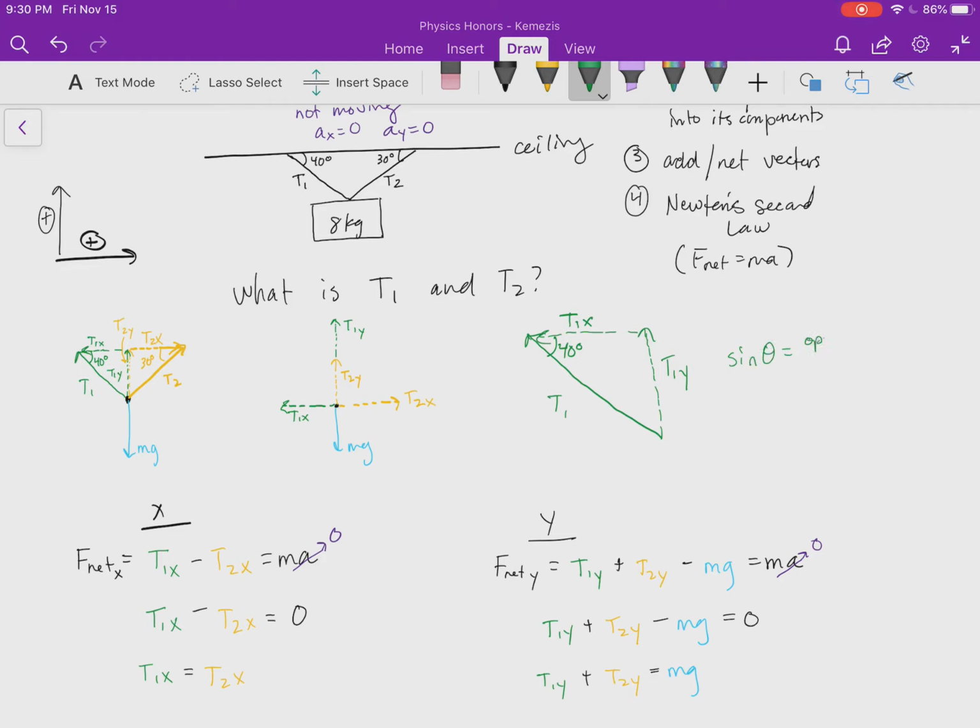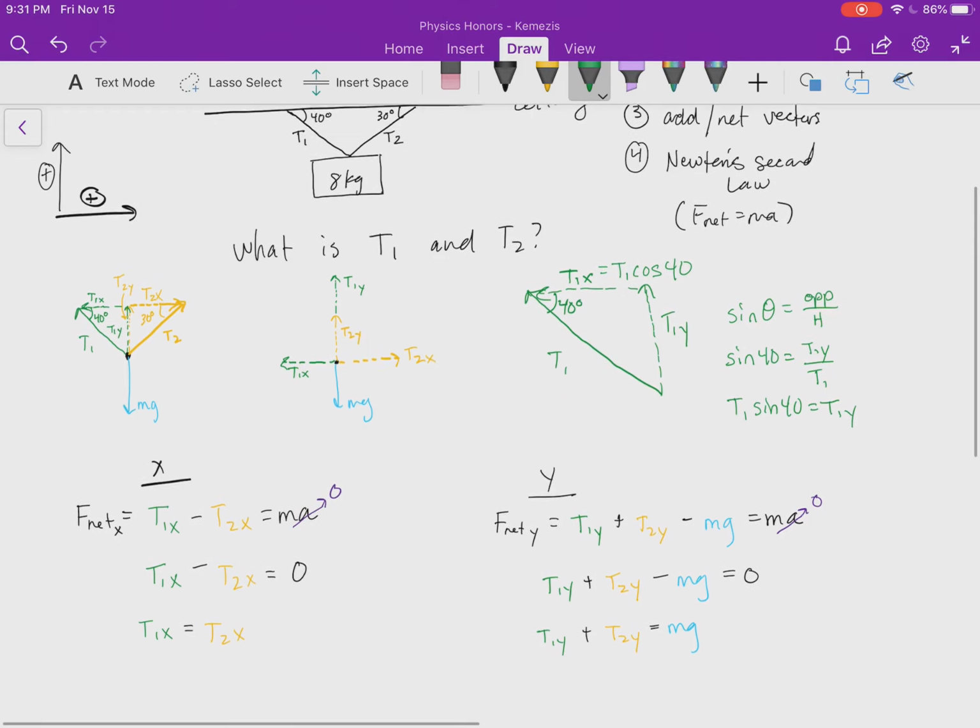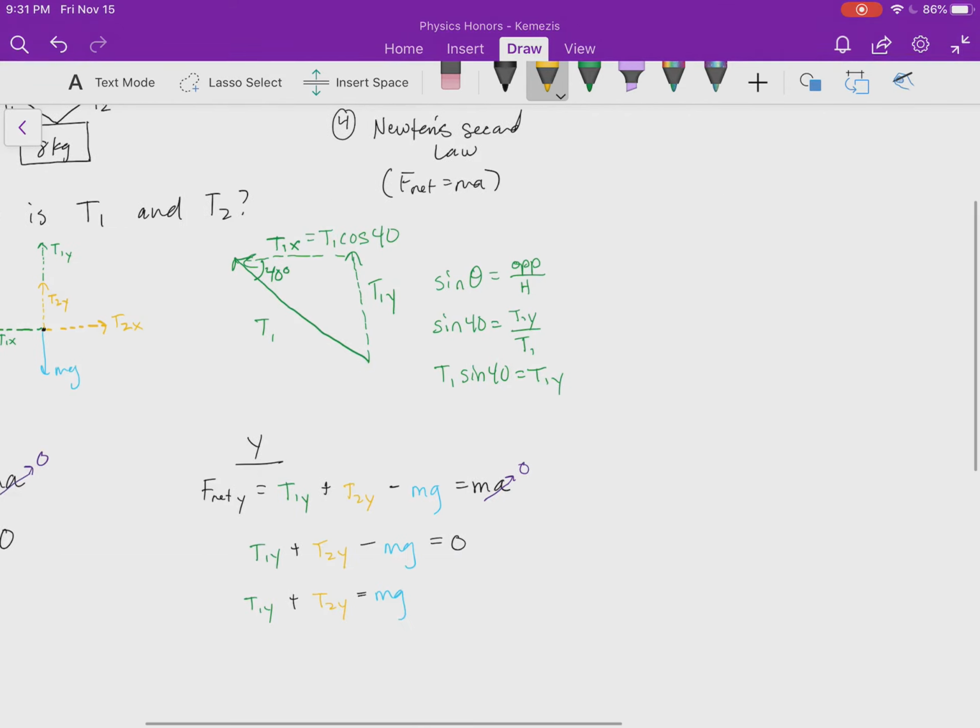Remember, sine theta is equal to the opposite side over the hypotenuse. Well, in this case, sine 40, the opposite side is T1y, and the hypotenuse is T1. So if I rearrange this equation, I get T1 sine 40 is equal to T1y. And through the same logic, T1x is equal to T1 times the cosine of 40.